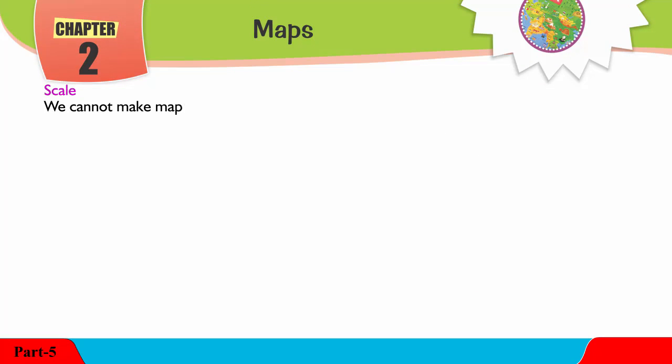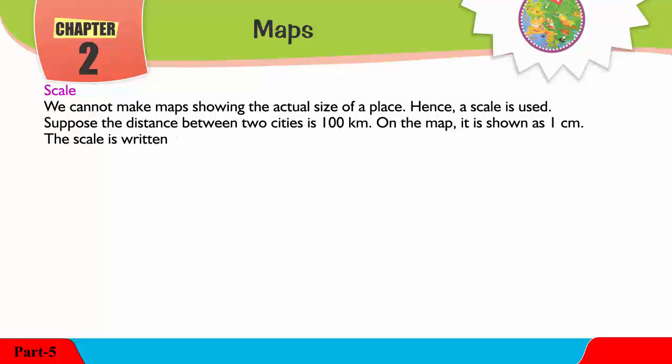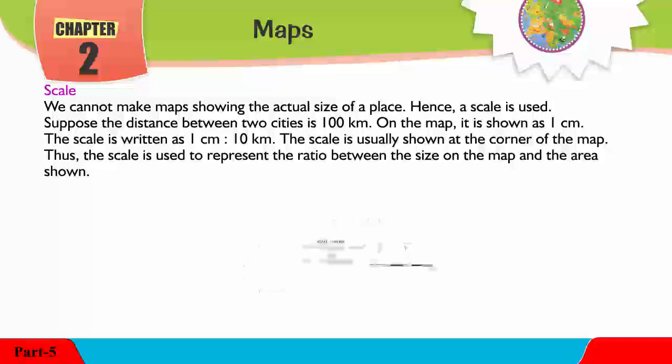Scale. We cannot make maps showing the actual size of a place. Hence, a scale is used. Suppose the distance between 2 cities is 100 km. On the map, it is shown as 1 cm. The scale is written as 1 cm is to 100 km. The scale is usually shown at the corner of the map. Thus, the scale is used to represent the ratio between the size on the map and the area shown.